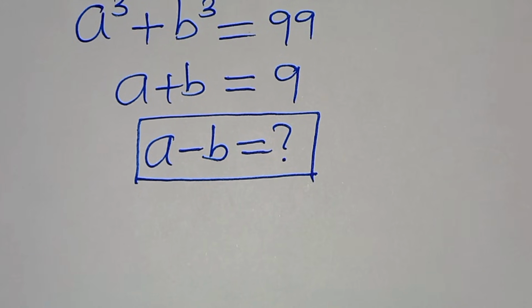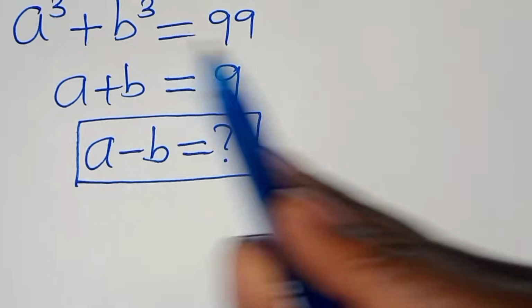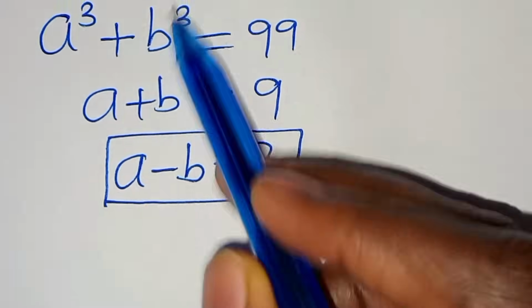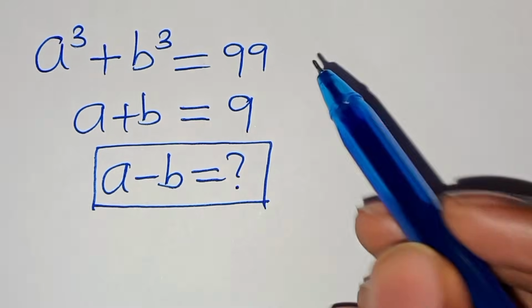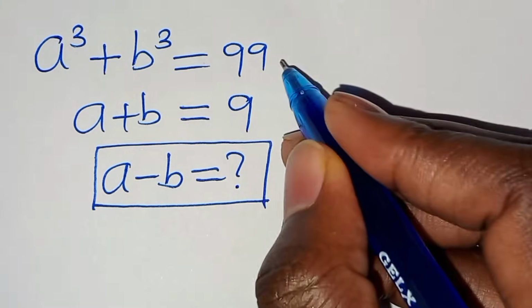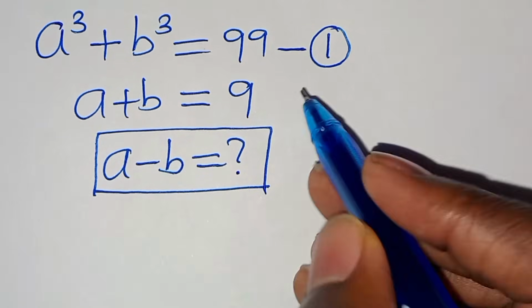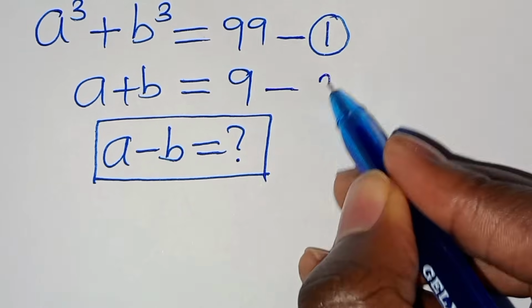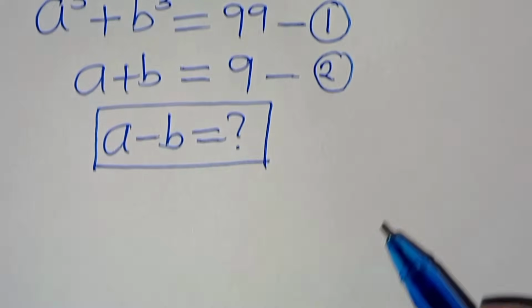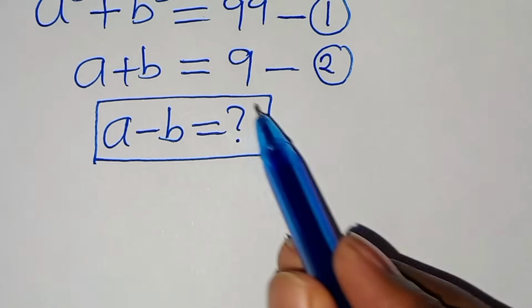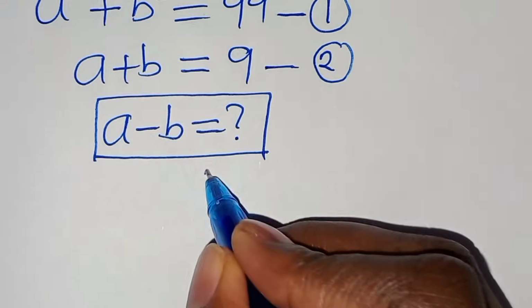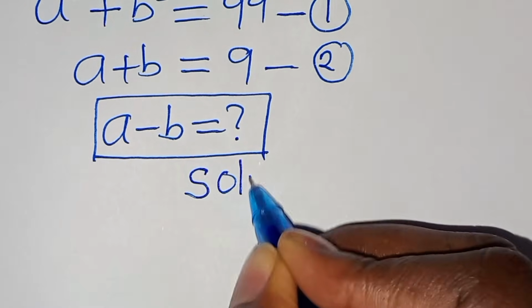Hello everyone, you're welcome to solve this nice algebra problem, which is a to the power of 3 plus b to the power of 3. This is equal to 99. Let's call this equation 1. We have that a plus b is equal to 9. Let's call this equation 2. Now what is the value of a minus b? Now let's provide a solution from here.